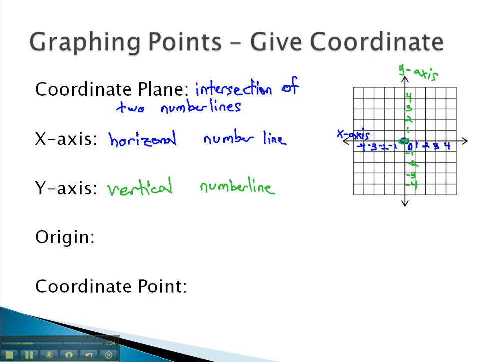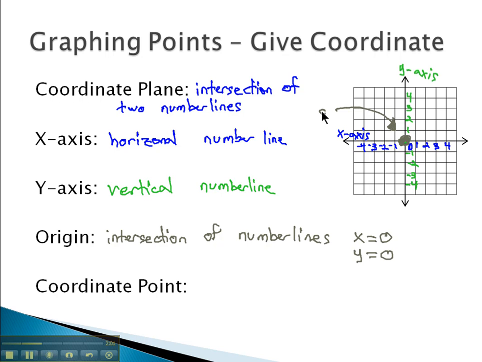And a very important spot on this coordinate plane is the origin, or the intersection of the number lines, where x is equal to 0 on its number line, and y is equal to 0 on its number line. And that's right here in the middle. That's the origin. It's called the origin because all of our points originate from that center point.